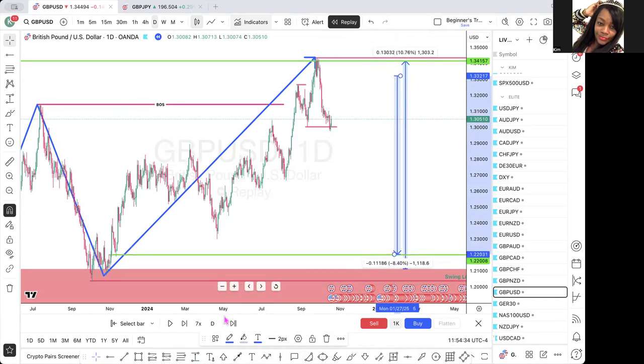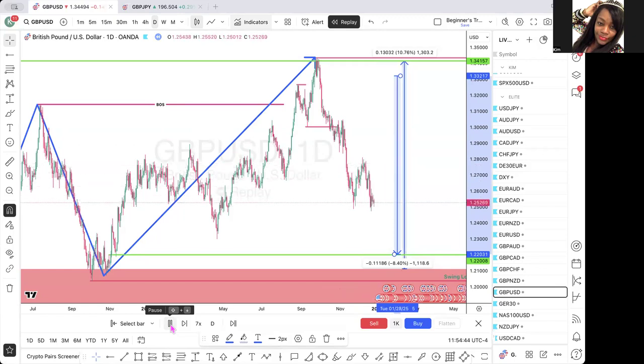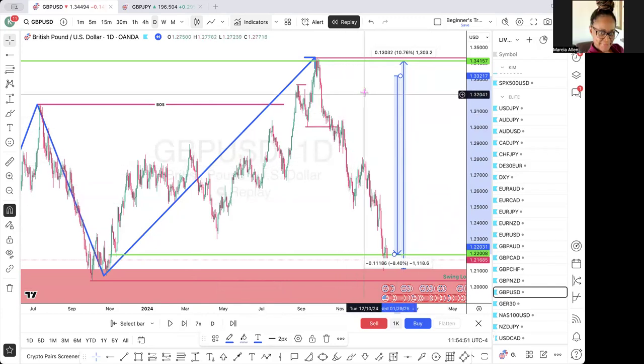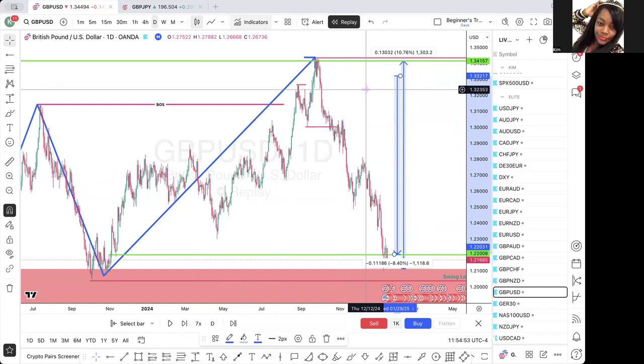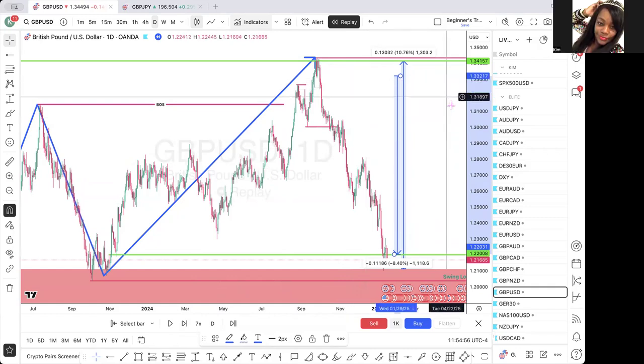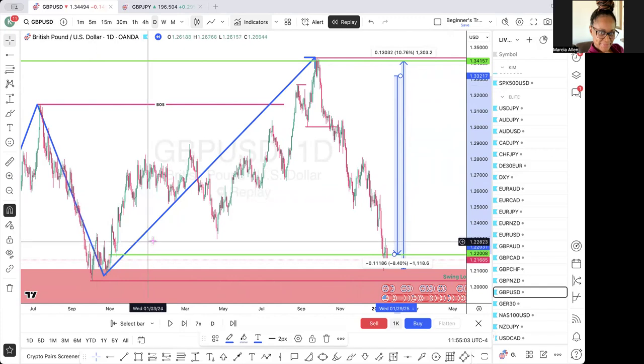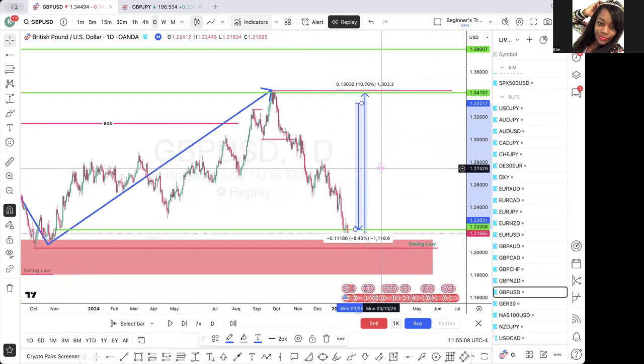So I'm going to hit the replay. And as you can see, price never pulled back, right? And I'm okay with that. I am totally okay with that because I already know this is the zone I want to trade from anyway, for the buy. So I'm okay with missing that.